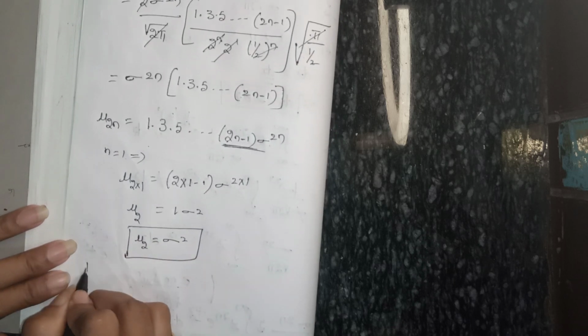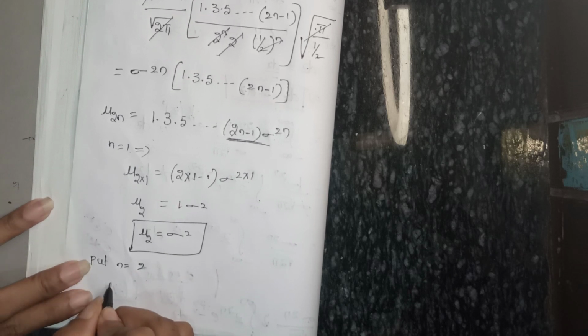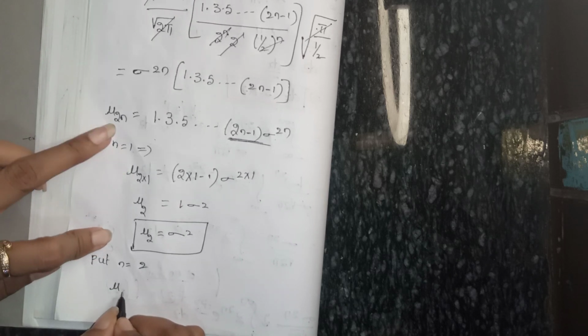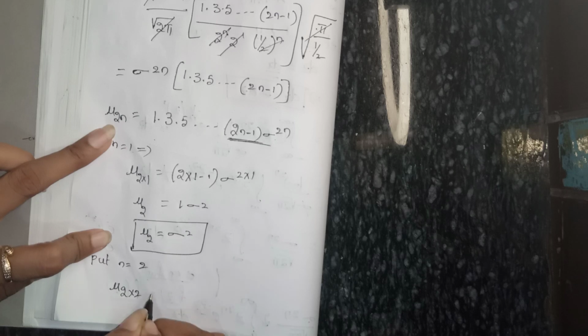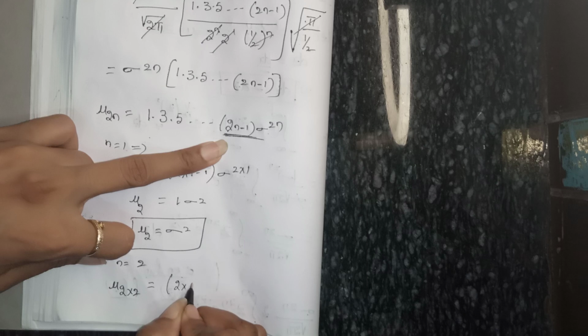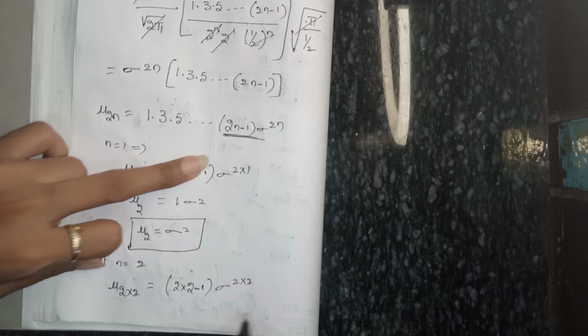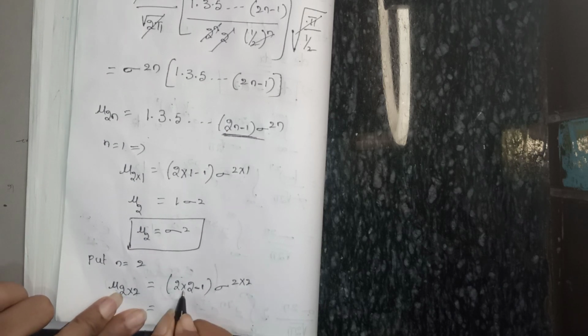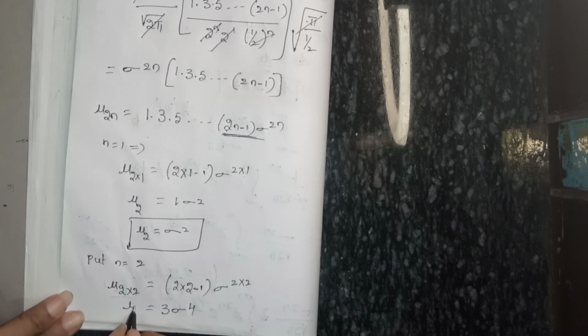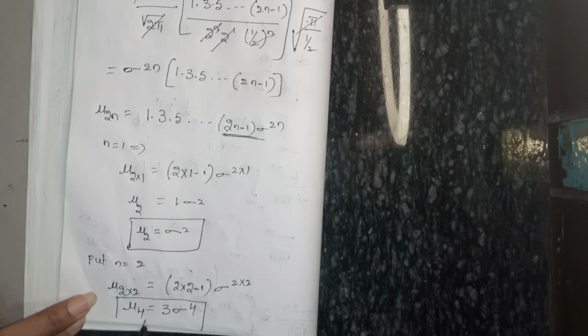Now what we have to do? Put n equals 2. So n equals 2 means we get mu 2 into 2, that equals 2 into 2 minus 1, sigma 2 into 2. That equals 4 minus 1, which is nothing but 3 sigma power 4. So this is mu 4. So this is mu 2, this is mu 4.